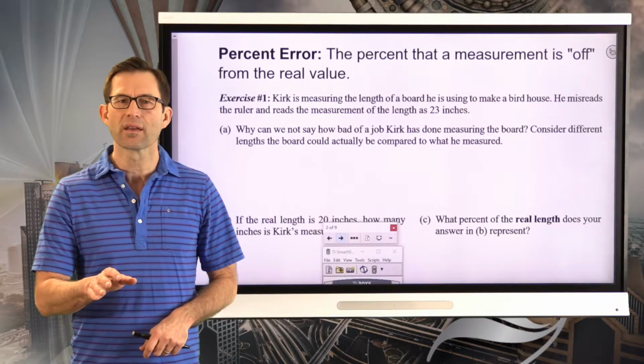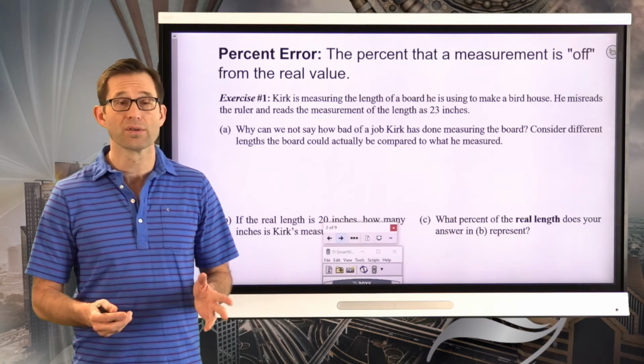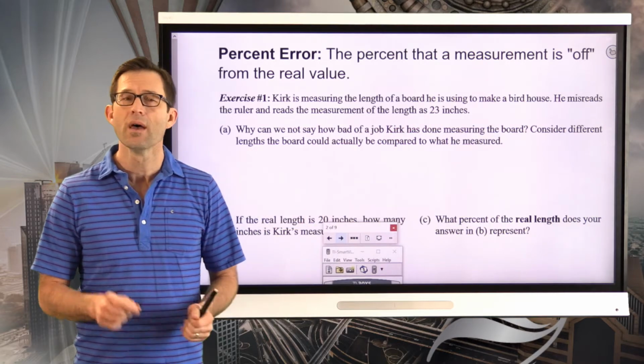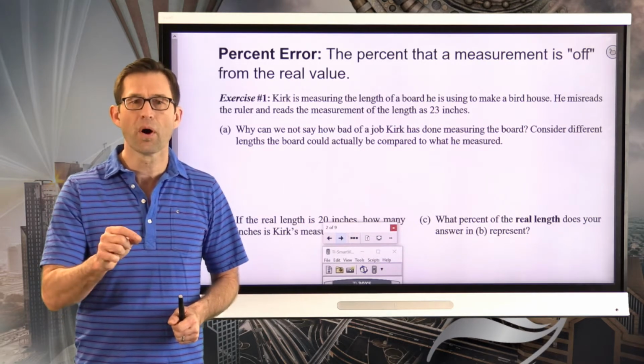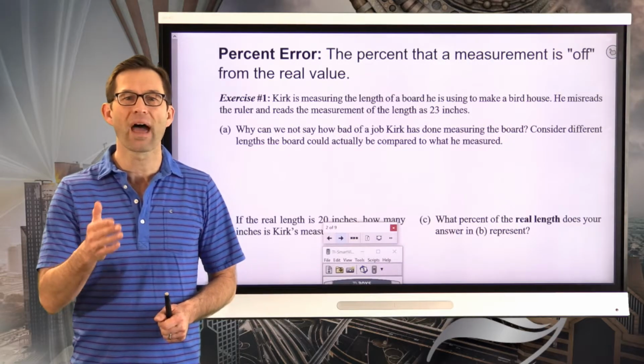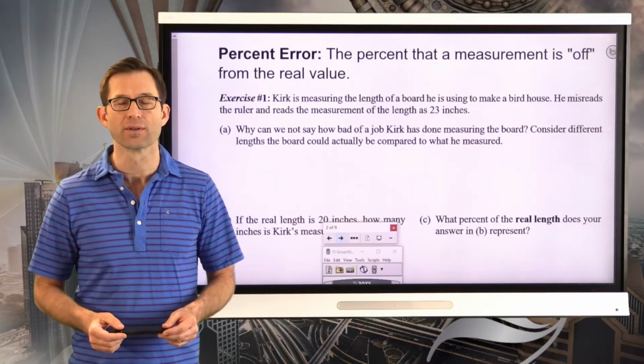This really gets down into kind of a philosophical question. We know that Kirk's made a mistake. We know that he's measured the length as 23 inches. But in letter A, I'd like you to pause the video and think about this for a moment: why can we not say how bad of a job Kirk's done? Pause the video now and try to answer the question.